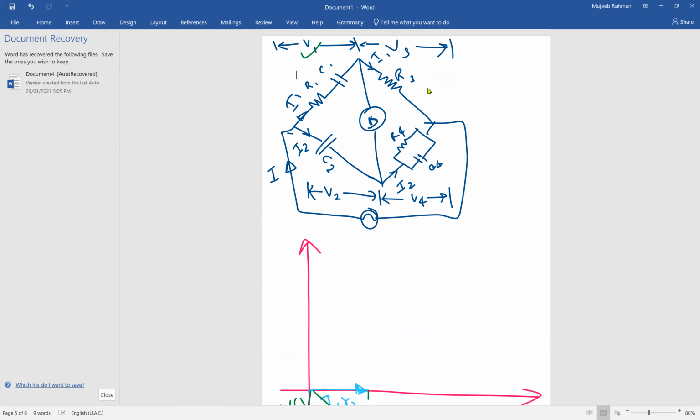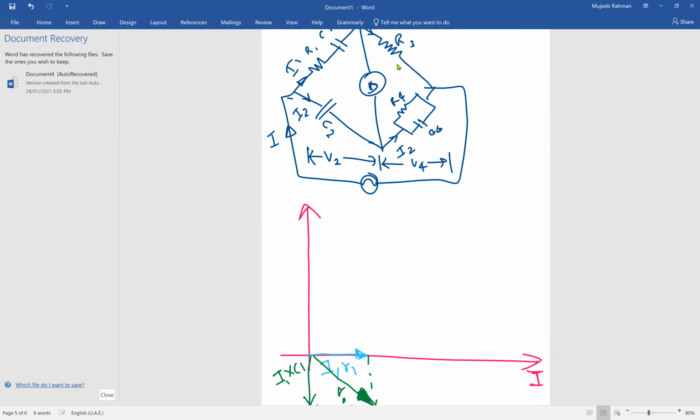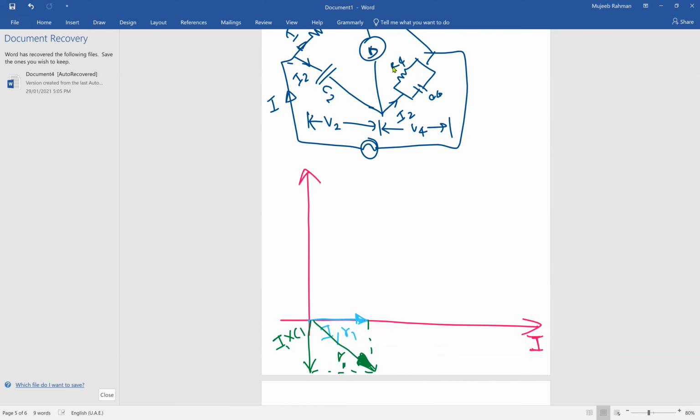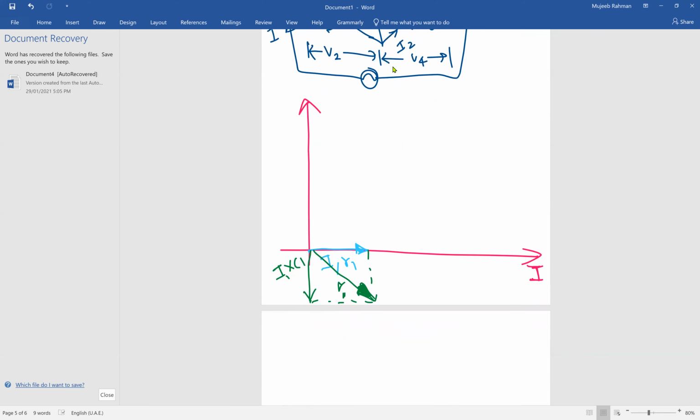Then the next part is we have to find the drop across R3, which is nothing but I1 into R3. I1 into R3 is again an in phase component, because the drop across R3 is in phase with I. So let us assume that this particular current is this, I1 into R3. So I1 into R3 is nothing but V3.